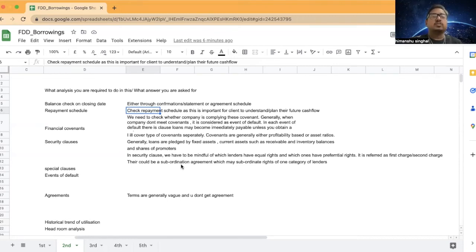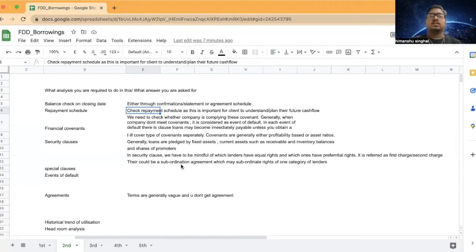Now, security clauses. Generally, loans are pledged by fixed assets, current assets such as receivable and inventory balances, and shares of promoters, or they may also be guaranteed by some of the promoter entities or the promoters themselves. So we should check and definitely present in our report what the securities are. Generally, in summary form, we need to understand and highlight it accordingly.